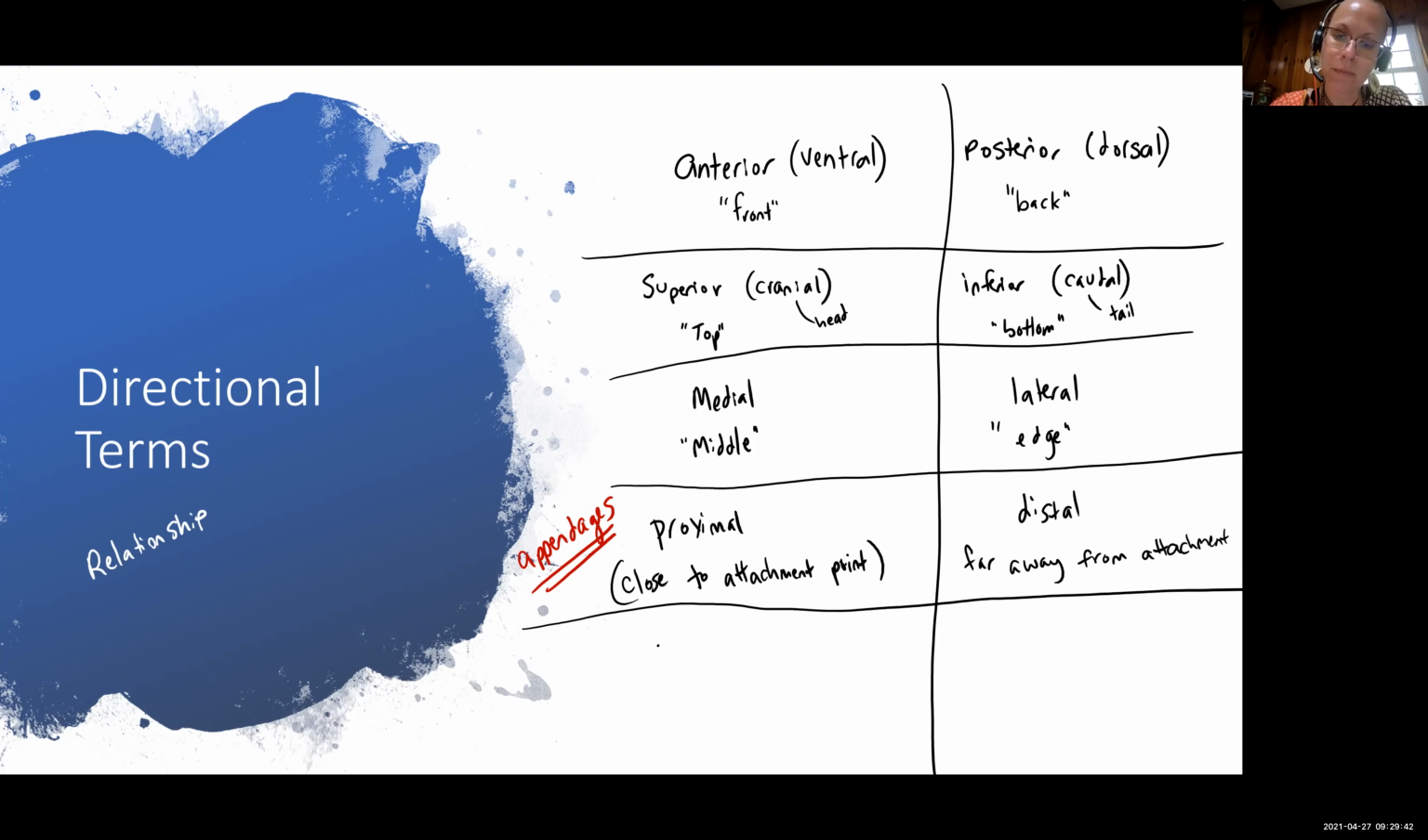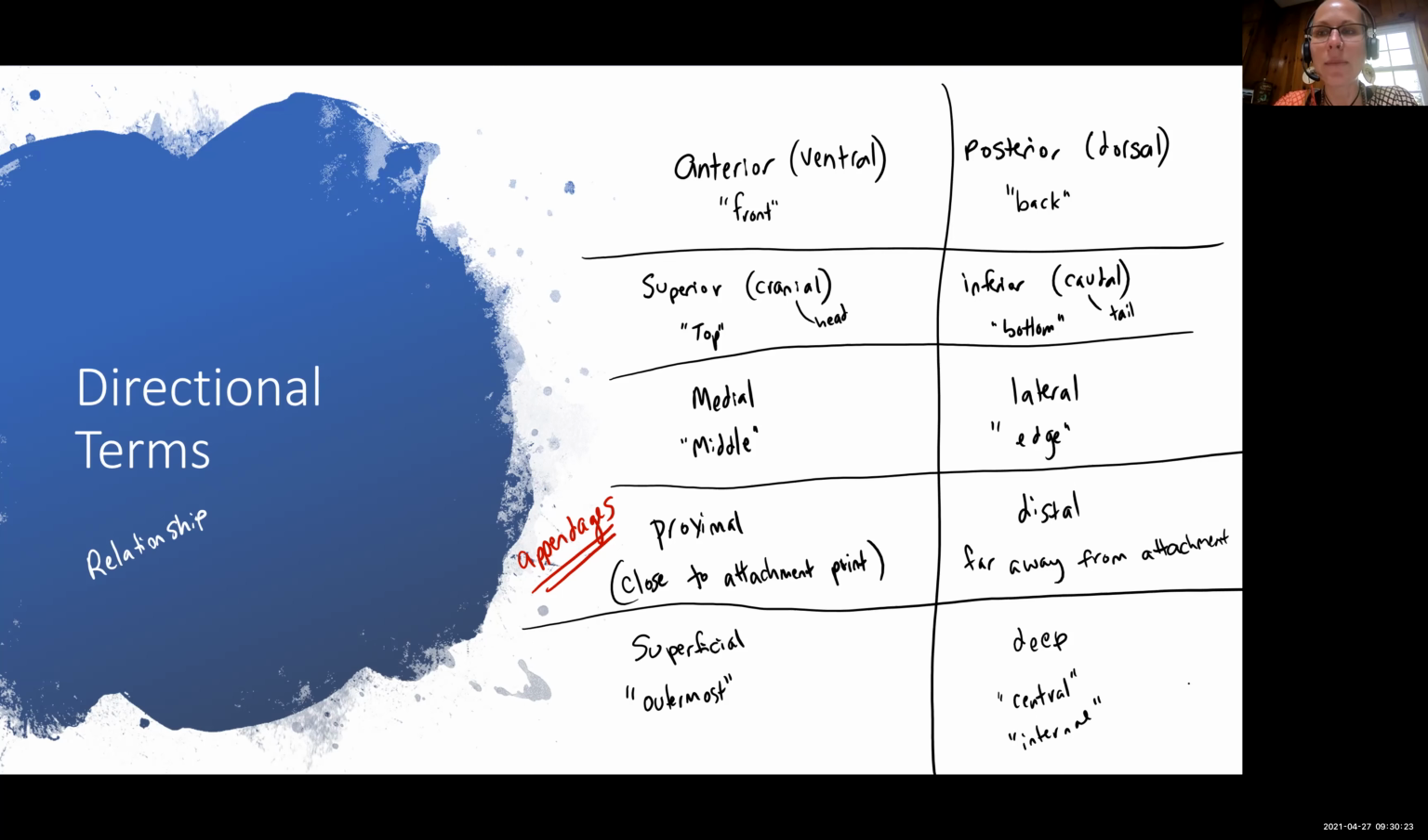The last set to look at is called superficial and deep. So superficial is like outermost, and deep is like central or internal. If I wanted to talk about a jelly donut, the superficial layer would be the powder or the glaze, and the jelly would be deep, right? So your organs are deep and your skin is superficial.